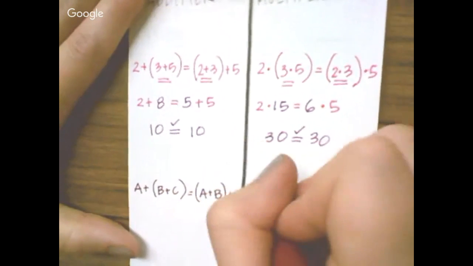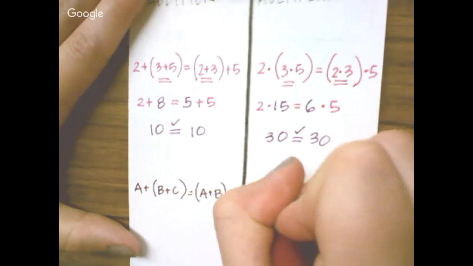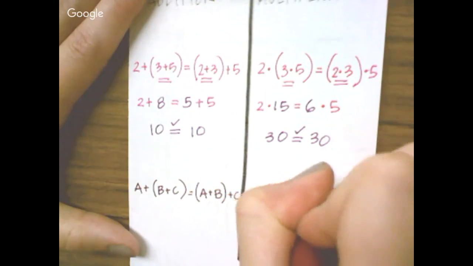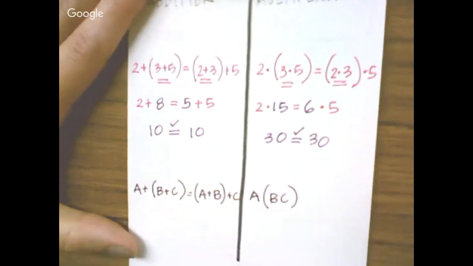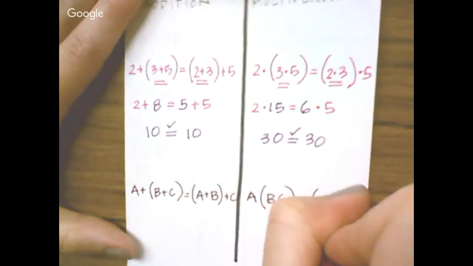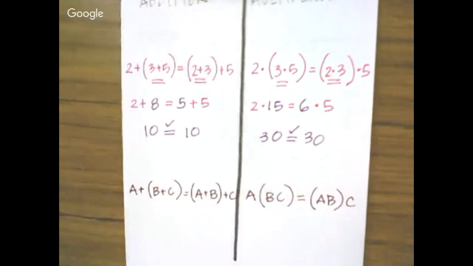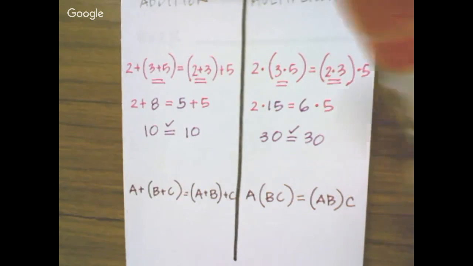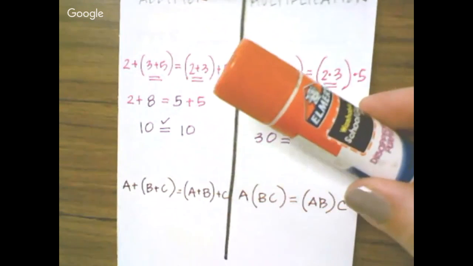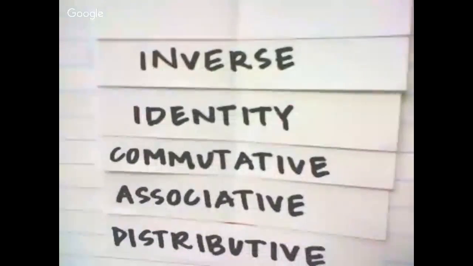So we would say that this could be A, we don't even need the dots, times BC is equal to AB times C. So I want you to take your glue stick, and you are going to actually glue this into your notebook.